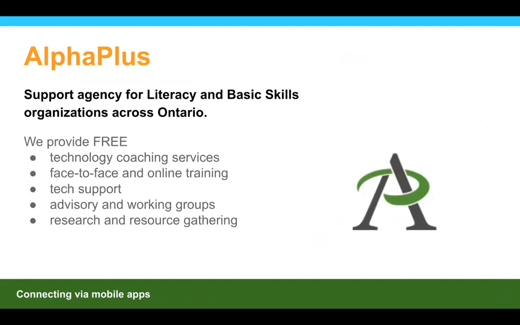Just to tell you a bit more about Alpha Plus, we are a support agency for literacy and basic skills organizations across Ontario. There are over 300 of them, and we provide free technology coaching services, face-to-face and online training, tech support, advisory and working groups, as well as research and resource gathering.